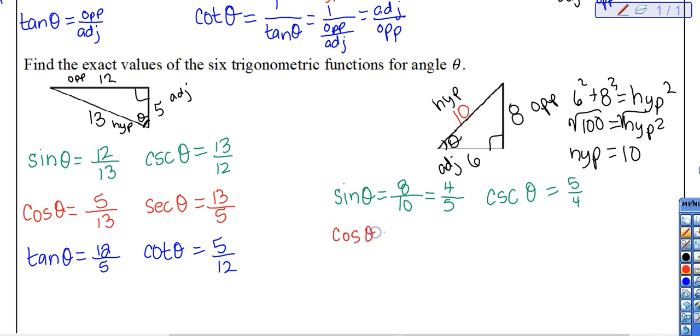Switching to cosine. Cosine of theta. All right, Brayden. So you reduced it in your head. 6 over 10 is 3/5. Beautiful. What's the reciprocal function of cosine? Secant. Secant of theta is? I love it. Okay. Tangent of theta.